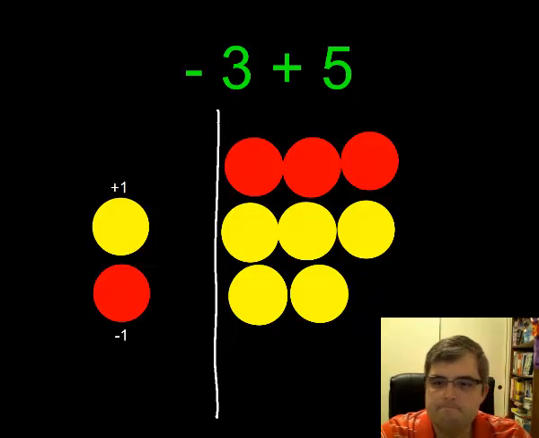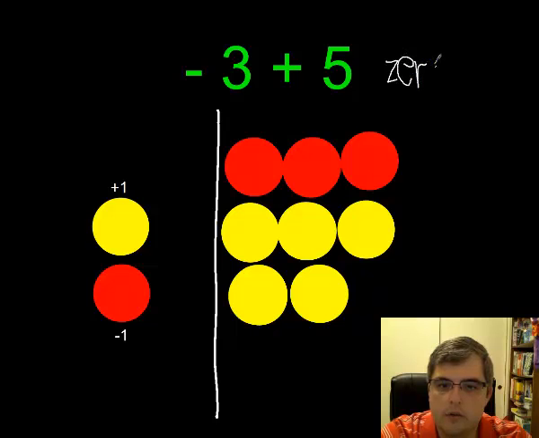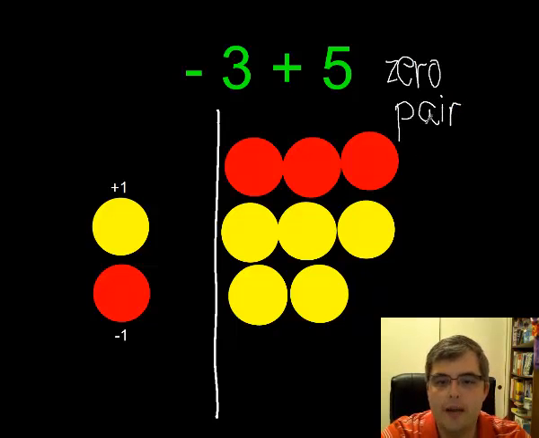Now I want you to think, what happens when you put a negative and a positive together? Well, when you put a negative and a positive together, you get what is called a zero pair. Let me write that term here for you. Zero pair. That is an important vocabulary word, just like integer. A zero pair is what happens when you have a positive and a negative together, and they create 0. So they pair up and make a 0.